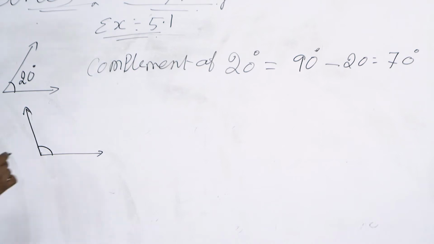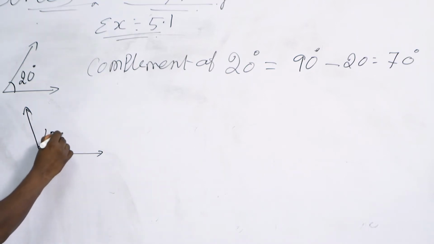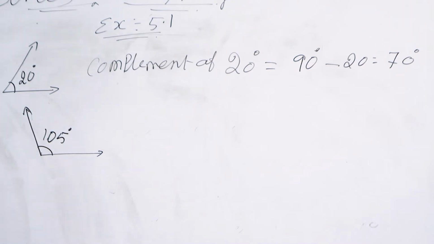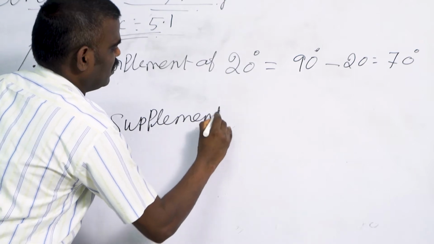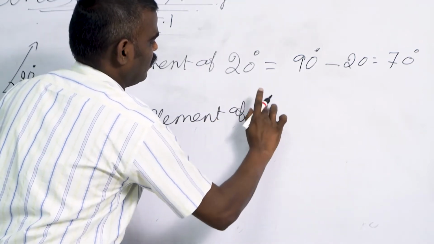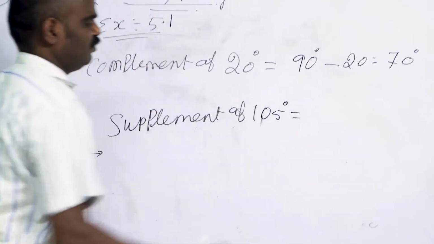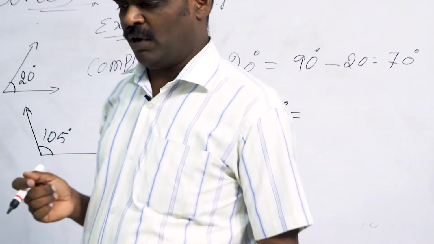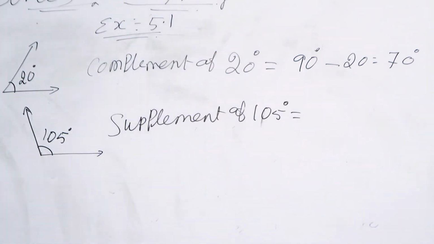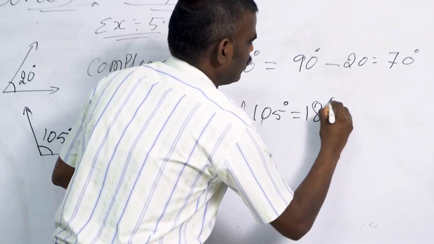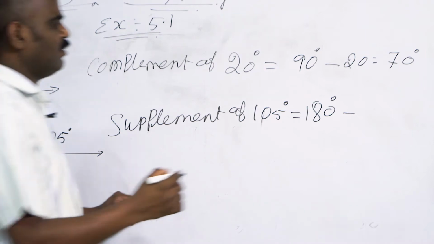How many degrees given? 105 degrees. Okay. Here also, only one question I am going to explain to you, okay? The supplement of 105 degrees equals... Call back what you learned last period, what is supplementary? Two angles together how many degrees? 180 degrees, right? So 180 minus what angle? 105.